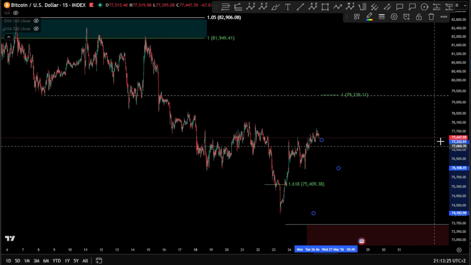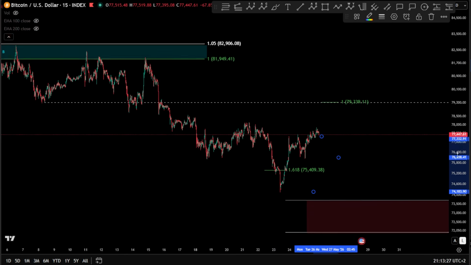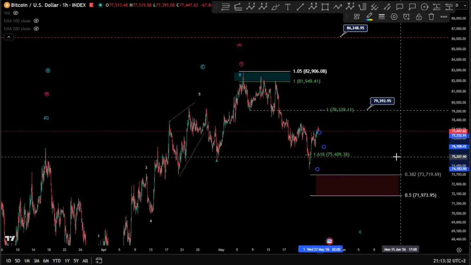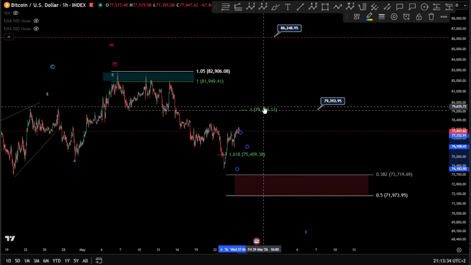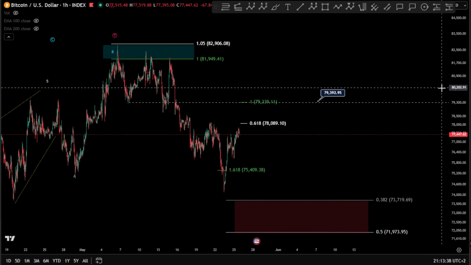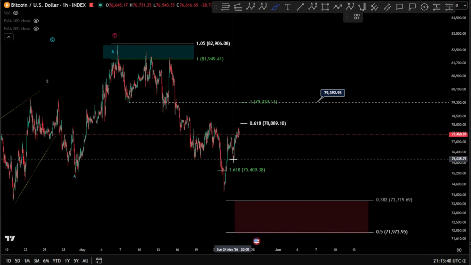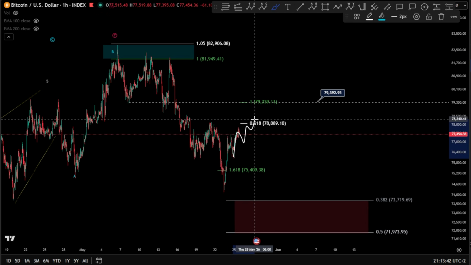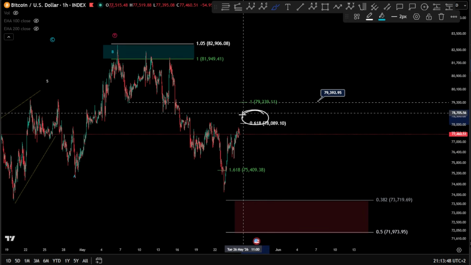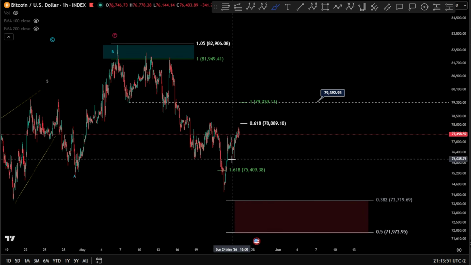Now, if the invalidation is taken, I have no other option, of course, rather than invalidating the impulse toward the downside. However, don't forget that a zigzag also has an uncommon target, 0.618, which is not taken yet. And that's why I'm still doubting that 100% this is done in a very short wave C, because even if it is a short wave C, it should enter this area, guys. It should take the 0.618.